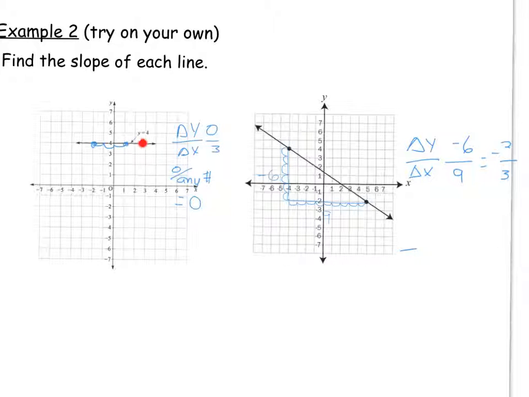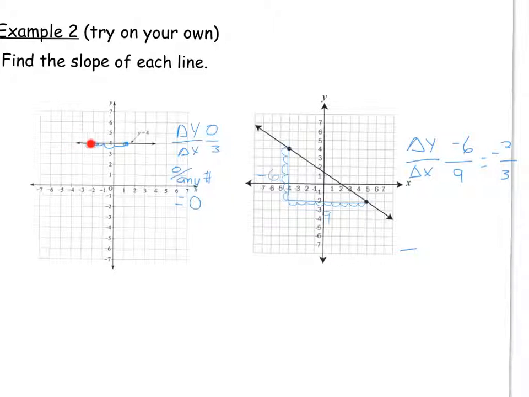The change in y, it's not going up and down at all. There is no change in y. Y is always 4. There is no change. Now I'm going to do the change in x. It's 3. So my change in y was no change, and my change in x is 3. 0 over 3, or 0 over any number, is 0.